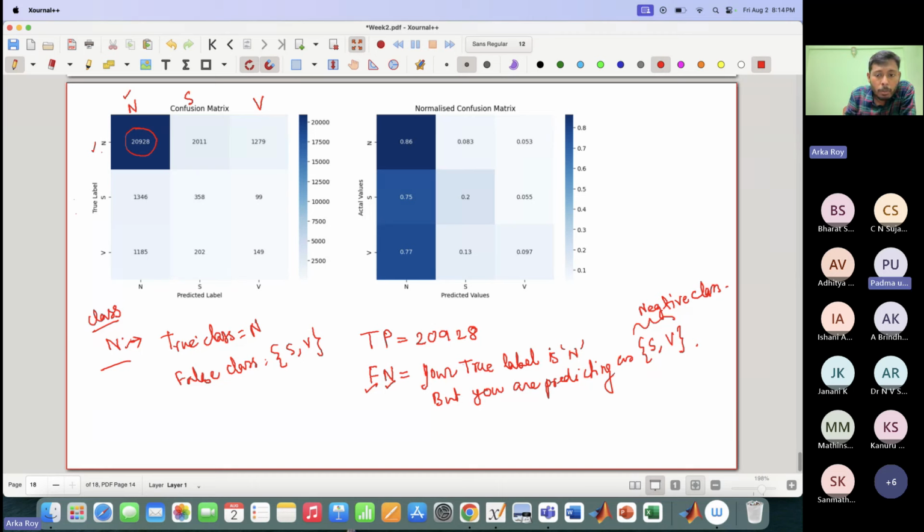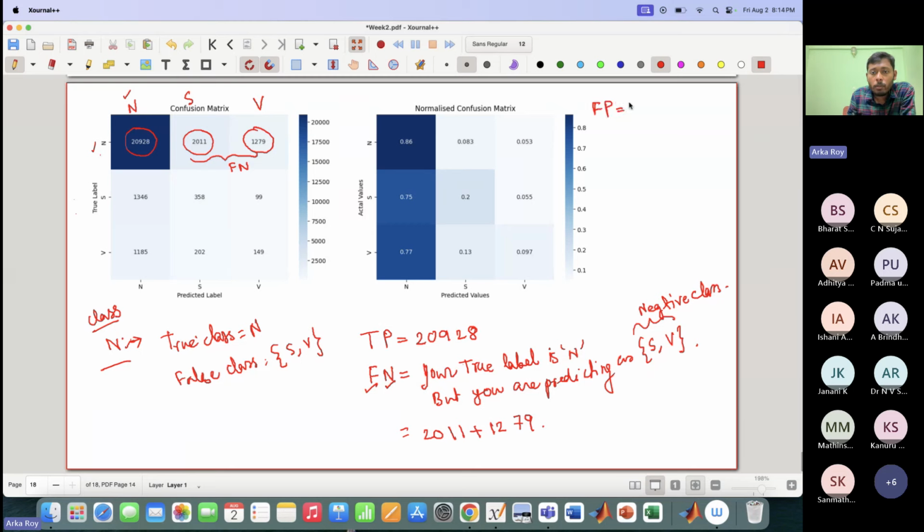Now you see from the confusion matrix, your original label is N. You are predicting it as S and V. So these two are the false negatives. So your false negative would be 2011 plus 1279. Fine.